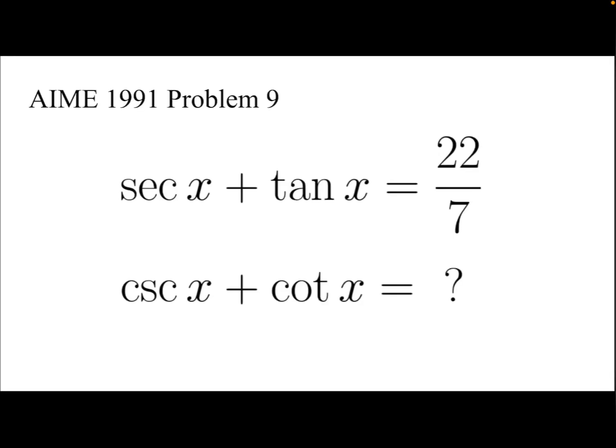In this video, we're going to solve a problem taken from AIME 1991. It's given that secant x plus tangent x equals 22/7. Find the value of cosecant x plus cotangent x.